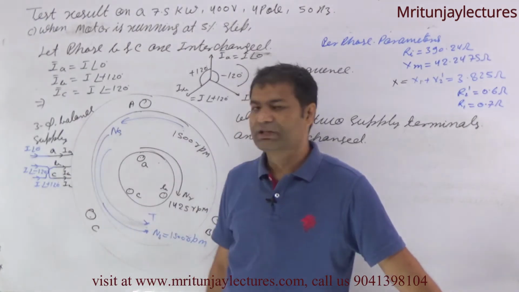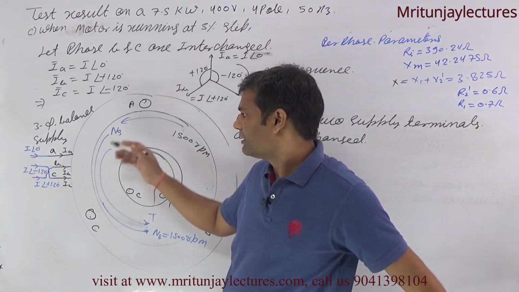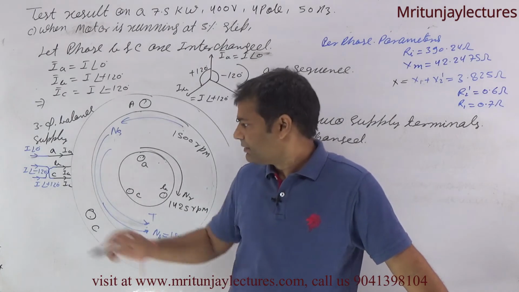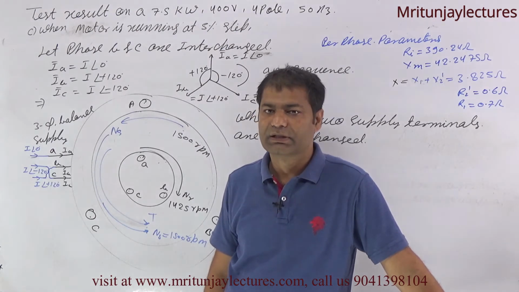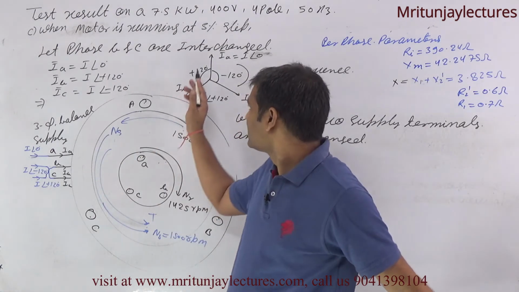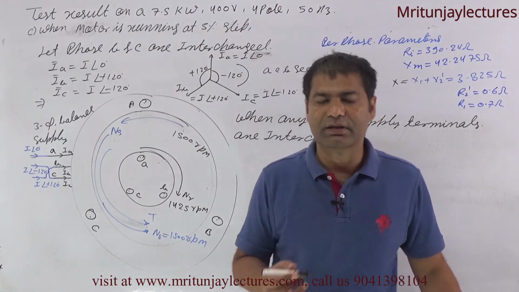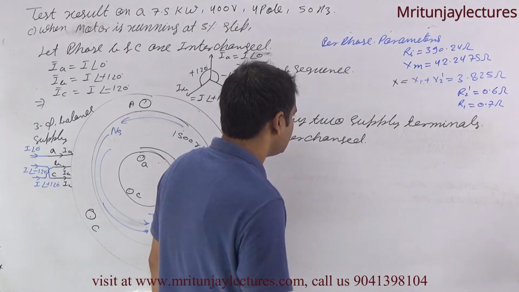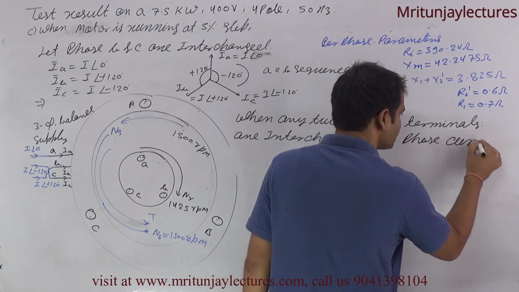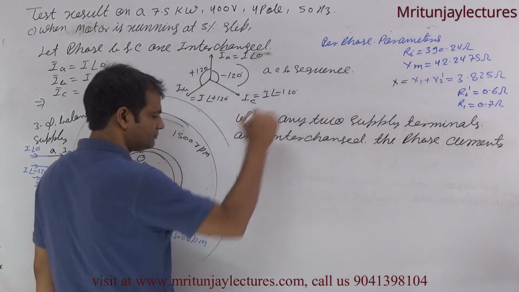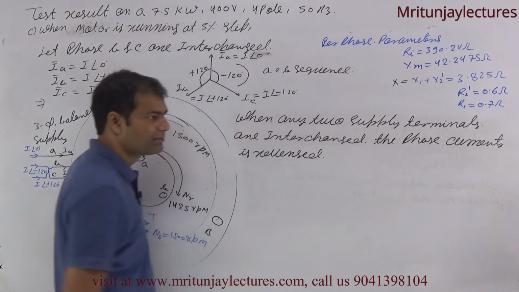Before the supply terminals are interchanged, what about the phase sequence? That is ABC. You can say that we have already got ABC. After that, if the supply terminals are interchanged, what about the phase sequence of the current? That is reverse. How to get it? That is ACB. ACB is the reverse of ABC, the reversal of ABC. So the phase sequence of the current is reversed. Clear?